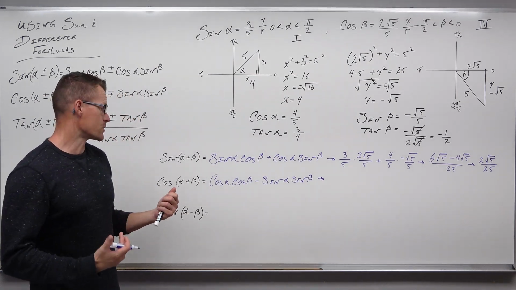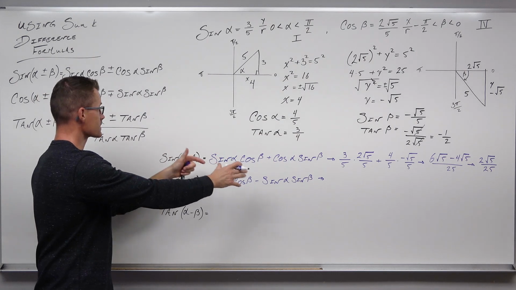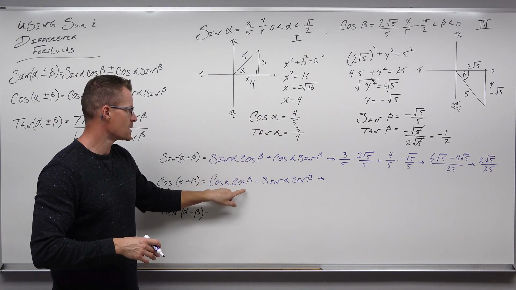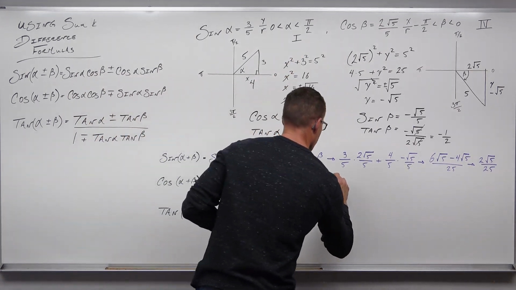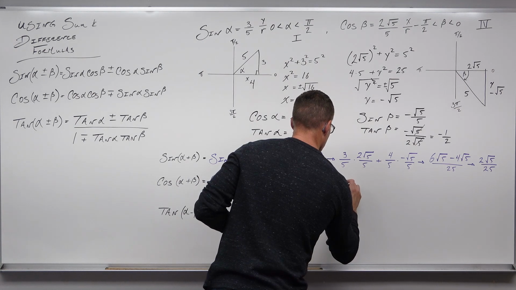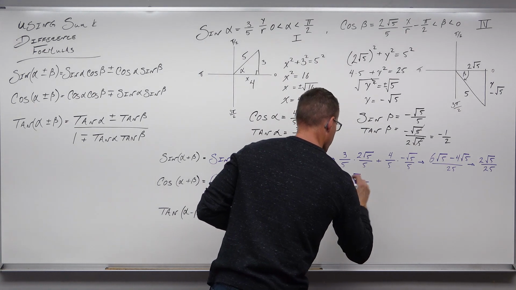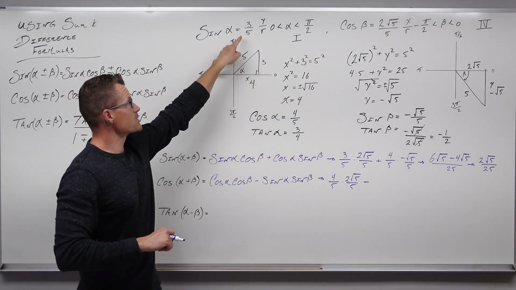Now we've just got to find those things. So I'm double checking. I've got my plus and my minus. Cosine alpha, cosine beta, sine alpha, sine beta. That's fantastic. Cosine alpha is 4/5. Cosine beta is 2 square root 5 over 5. Make sure I put my minus there. Sine alpha, well, sine alpha is 3/5.